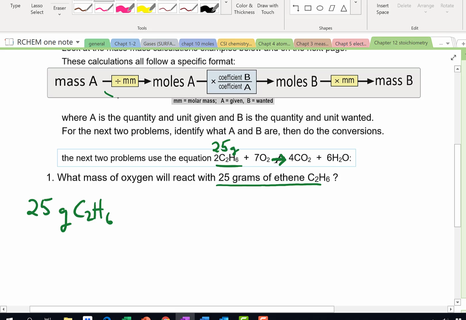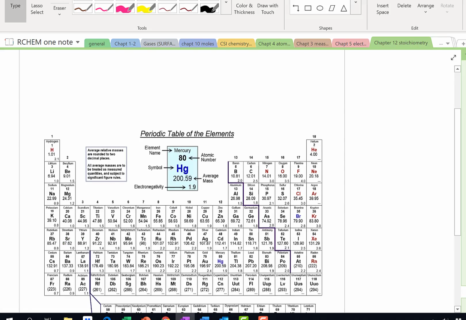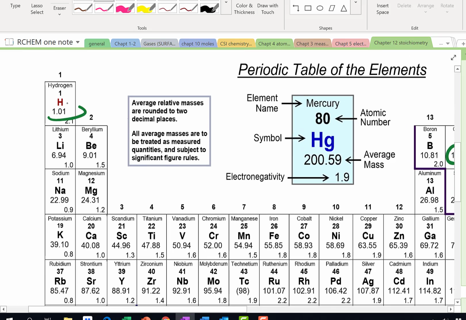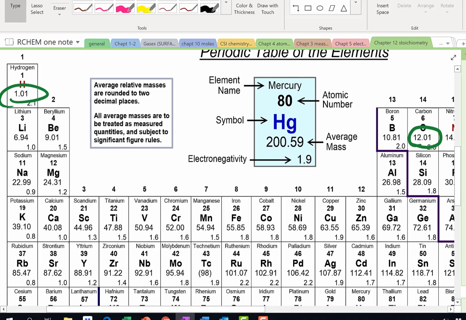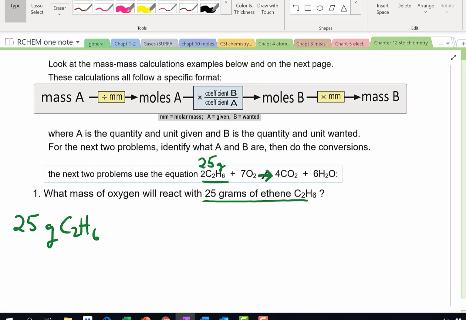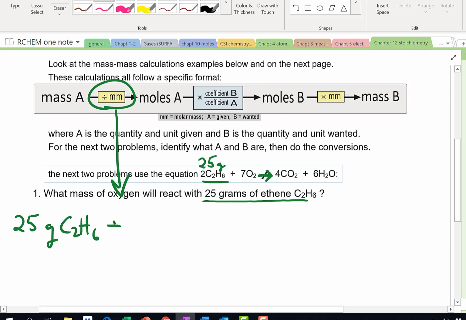Now, this map tells us to divide by the molar mass. So we get the molar mass from the periodic table. We can see that C2H6, we have 2 carbons and 6 hydrogens, and that adds up to a molar mass of 30. So we're going to divide by 30 grams.